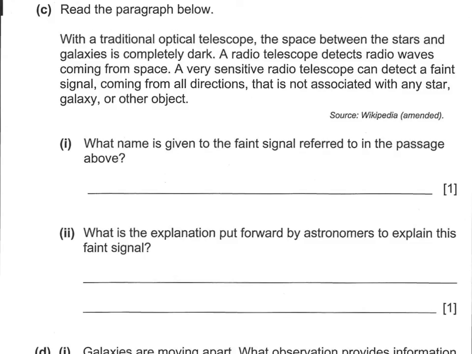Part C then, read the paragraph below. With a traditional optical telescope, the space between the stars and the galaxies is completely dark. A radio telescope detects radio waves coming from space. A very sensitive radio telescope can detect a faint signal coming from all directions that is not associated with any star, galaxy, or other object. What is the name given to the faint signal referred to in the passage above? And hopefully you've learned that that is the cosmic microwave background radiation.